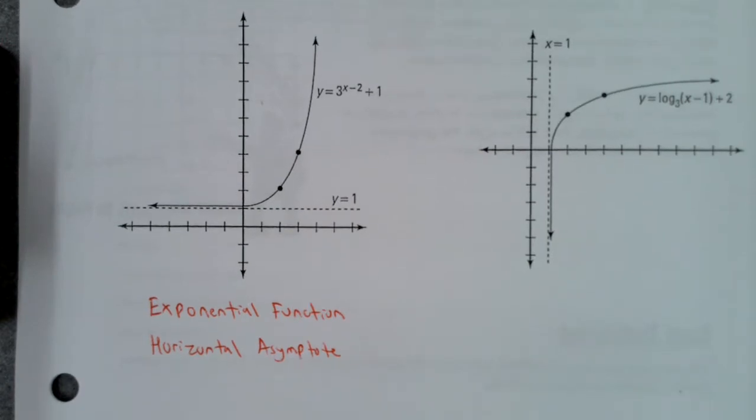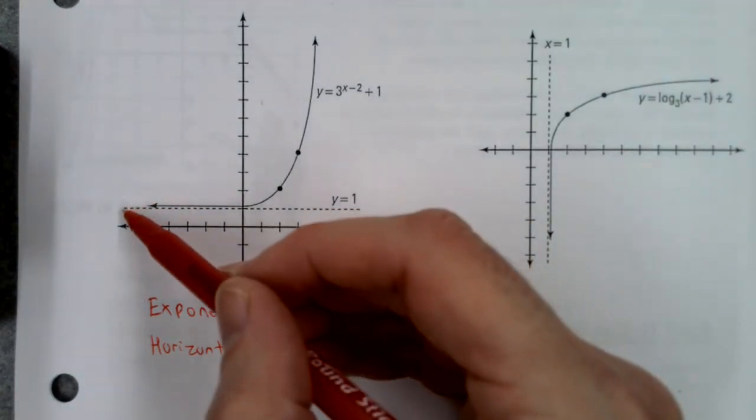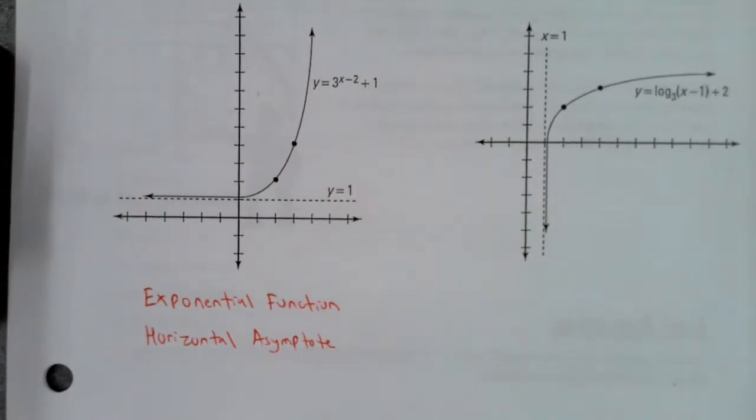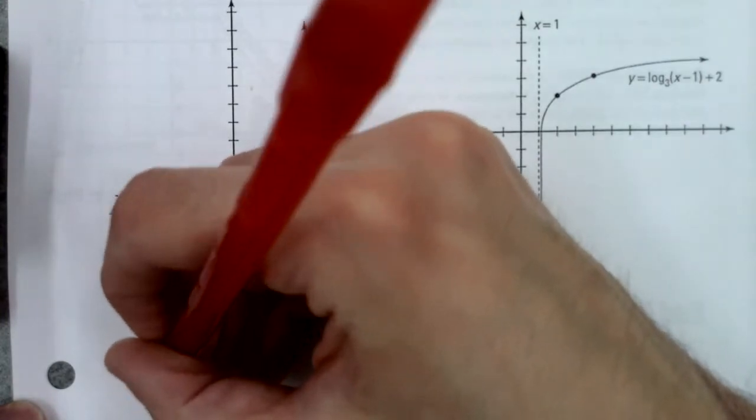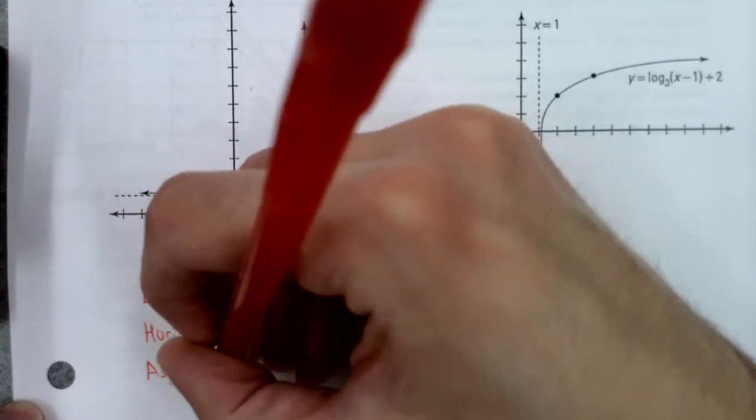That's an asymptote. Now remember, the equation for a horizontal line is always y equals a number. And in this case, it's y equals 1. So let's jot that down. This asymptote is y equals 1.